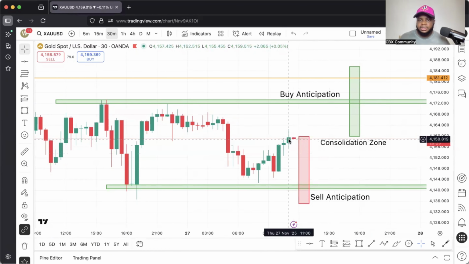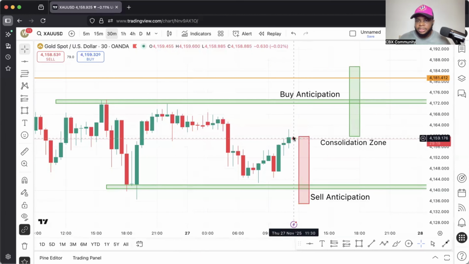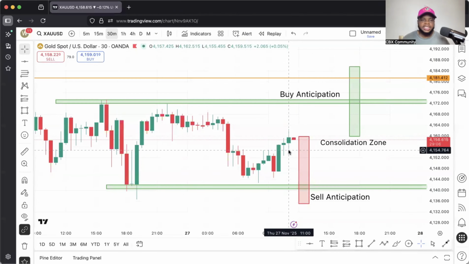So this recent 30 minutes candle has closed. So let's see what this previous 30 minutes candle has closed. Let's see what this candle wants to do, if it will break the high of this bullish candle or break the low of this bullish candle. But it's very important for us to know what the market structure is saying.